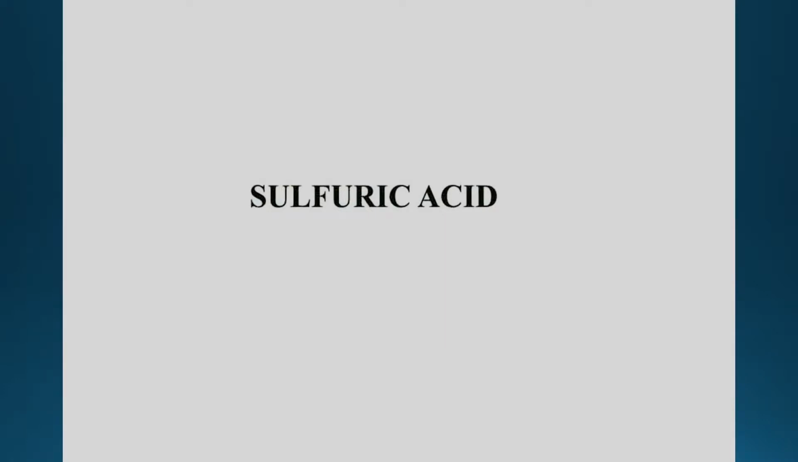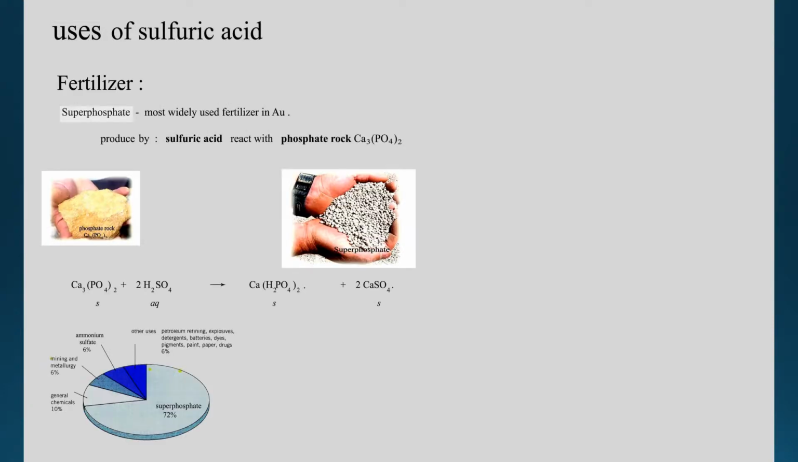Sulfuric acid. Use of sulfuric acid. We can use it to make fertilizer. Superphosphate. Superphosphate is the most widely used fertilizer in Australia. What is superphosphate?